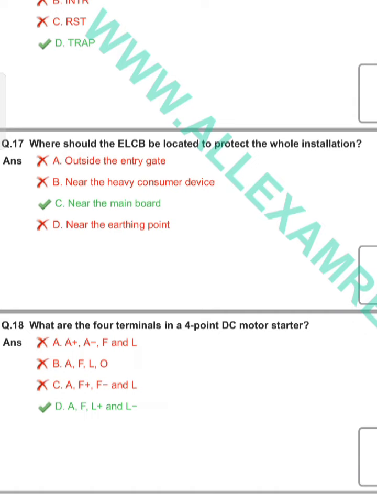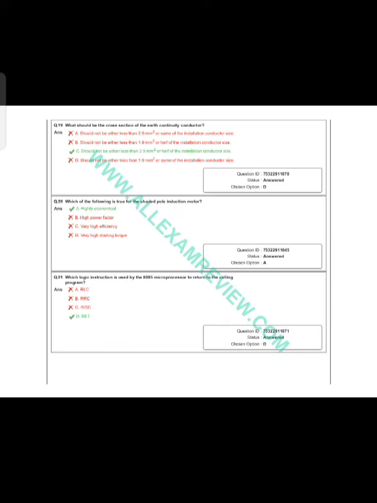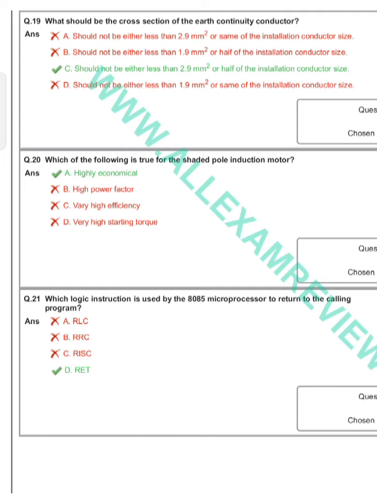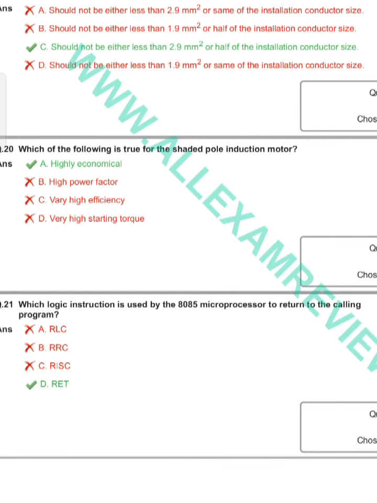Option D is right: A, F, L plus and N minus. And question number 19. What should be the cross section of the earth continuity conductor? Yeah, this is a practical based question. You have to know it should not be either less than 2.5 mm square or half the installation conductor size. Okay. And then question number 20.